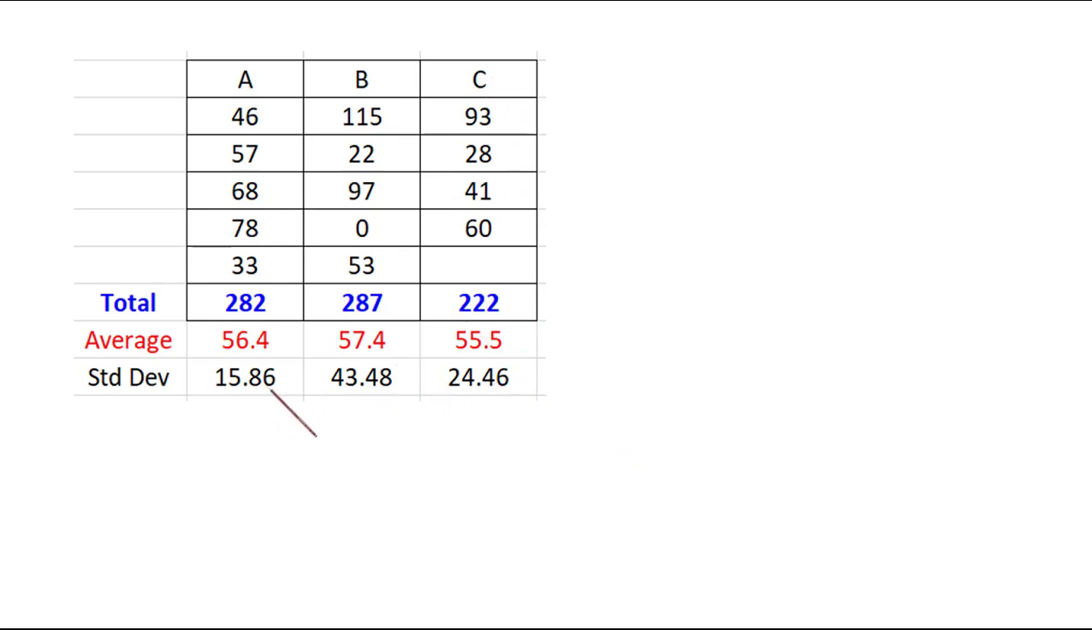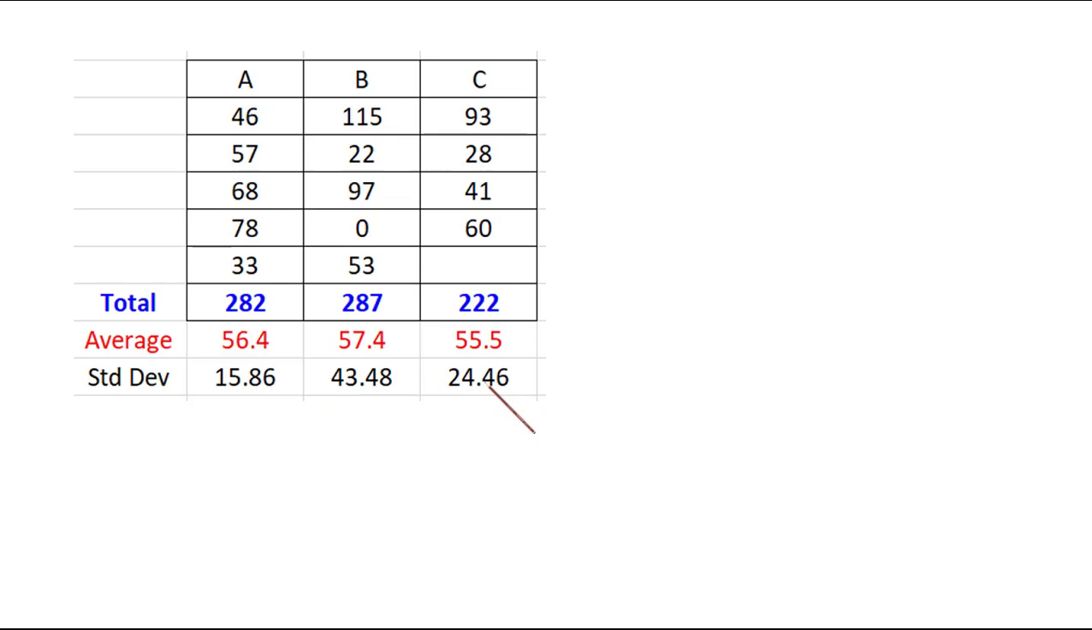You can see the standard deviation of A is the least, 15.86, while that of B is 43.4 and C is 24.4, which means that though player A has an average of 56.4, which is slightly less than 57.4, he is more reliable, meaning he scores runs closer to his average, while player B does not score runs closer to his average. He either scores a 0 or scores a century. He either scores a 22 or scores a run very close to the century. So this player is not that consistent.